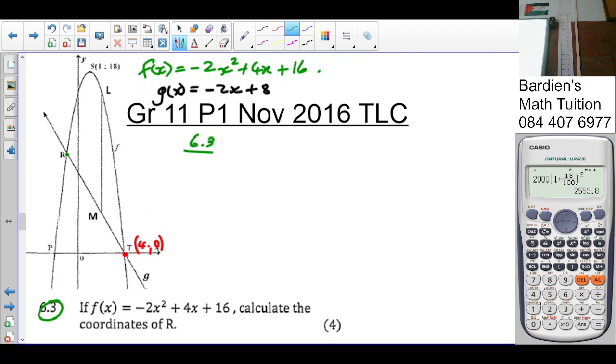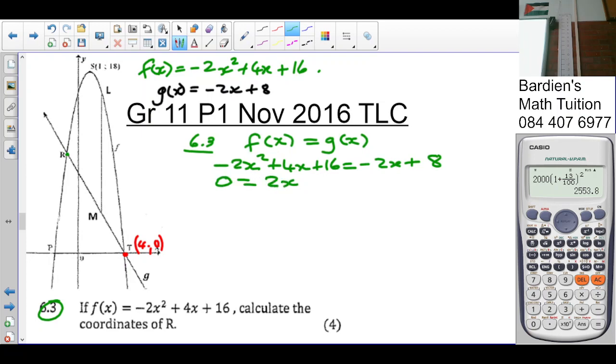That is our point of intersection. How do we calculate the points of intersection? We say the two graphs are equal to each other. So we set f of x equal to g of x. So f of x is negative 2x squared plus 4x plus 16 equals negative 2x plus 8. Take everything to one side since it's quadratic, so 2x squared minus 6x minus 8 is equal to 0.